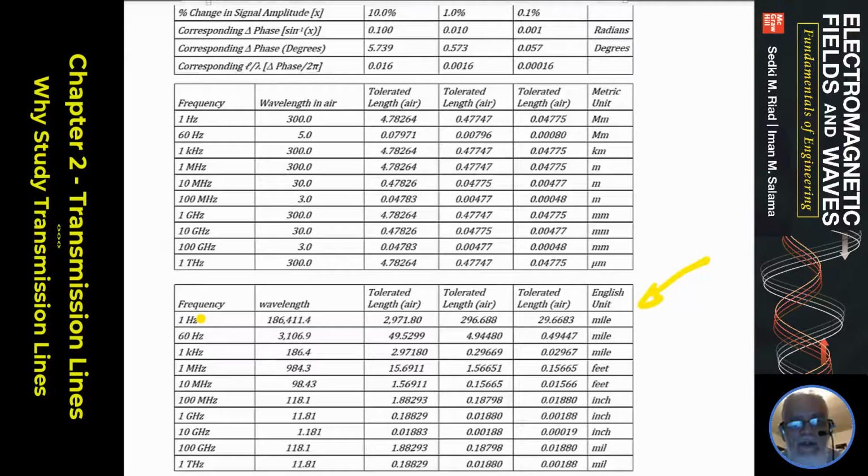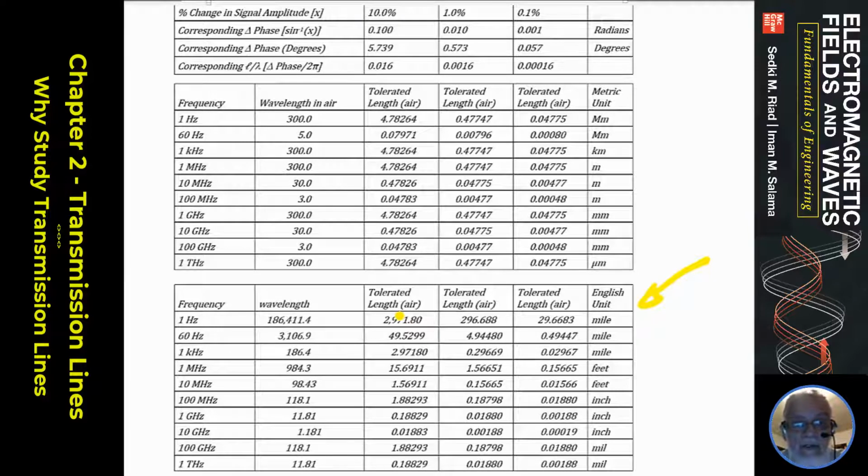If I'm operating at 1 Hertz, my wavelength is 186,411 miles. That's quite a distance. And if I were to tolerate 10%, that means I can tolerate 0.016, that's 2,971 miles. So any circuit less than that dimension can simply ignore the wire connecting two nodes. Now that's assuming obviously that there's no internal resistance of that wire. In other words, it's the ideal conductor. Obviously if there's a resistance there, that should be taken into account.